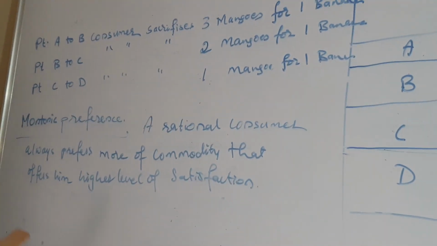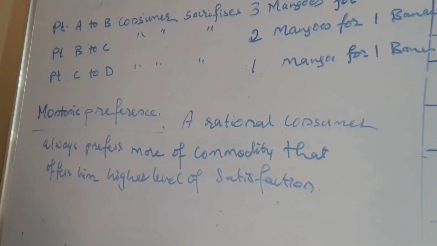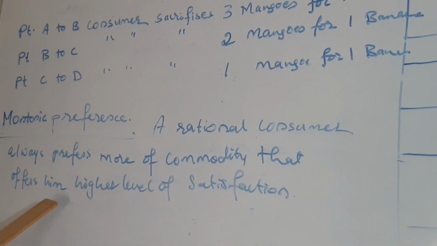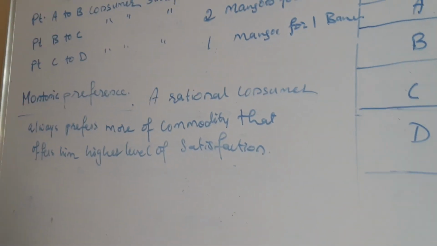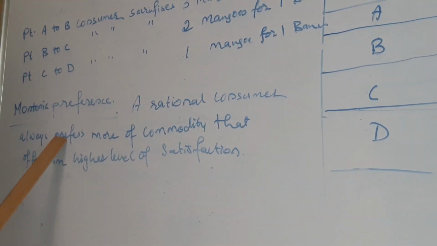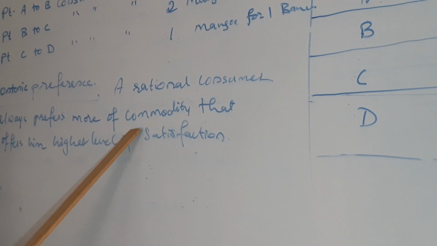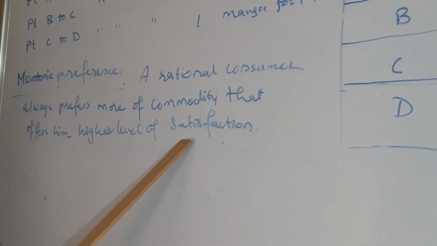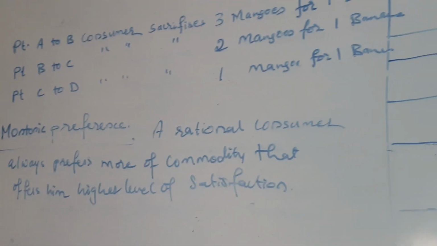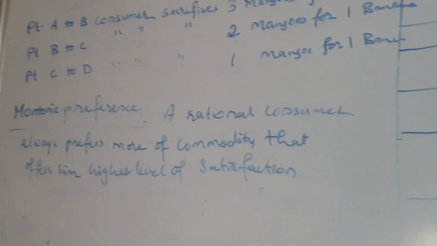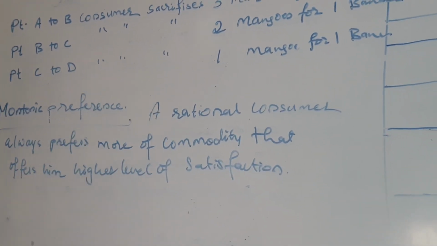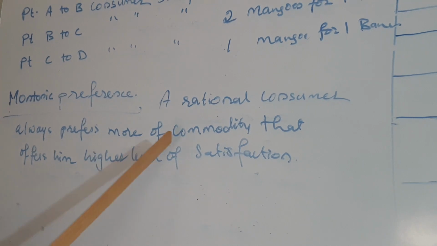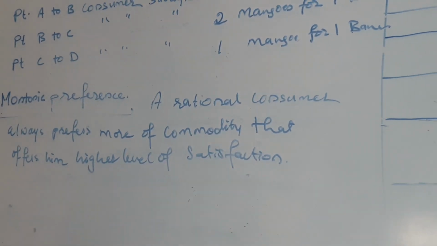The preference, it means here the importance what we are going to give, that can be called as the preference. So what do you mean by monotonic preference? Here monotonic preference means what here? A consumer or a rational consumer will always prefer more of a commodity or a combination of the commodity that offers him the higher level of satisfaction. Just as was stated in case of indifference map, the higher IC will represent higher level of satisfaction. So here in case of monotonic preference, a rational consumer will always prefer more of a commodity that offers him higher level of satisfaction. So that can be called as monotonic preference.